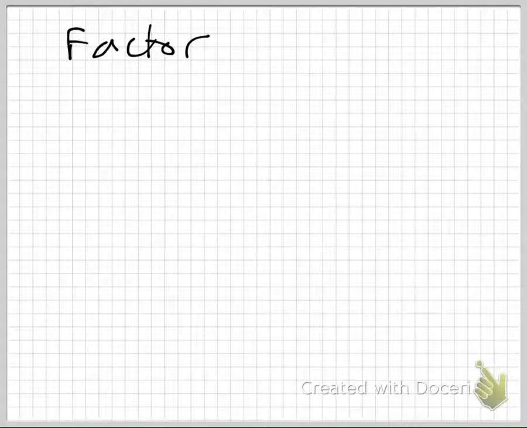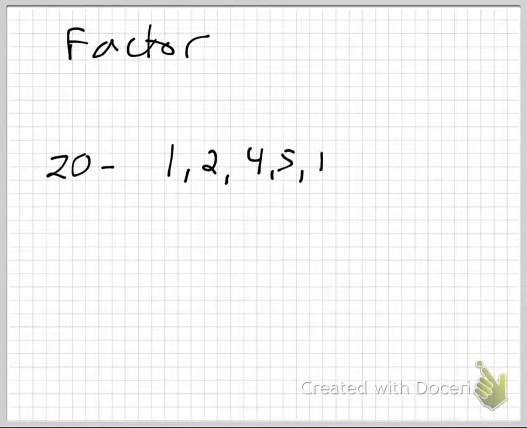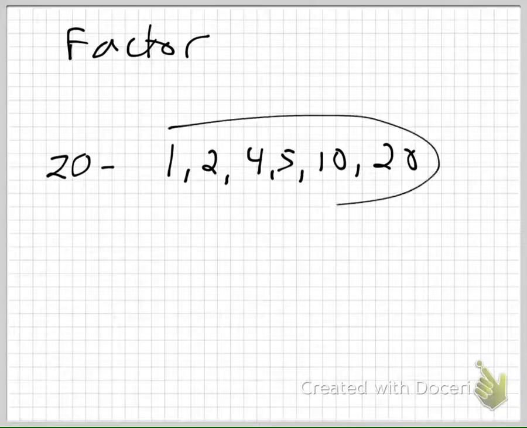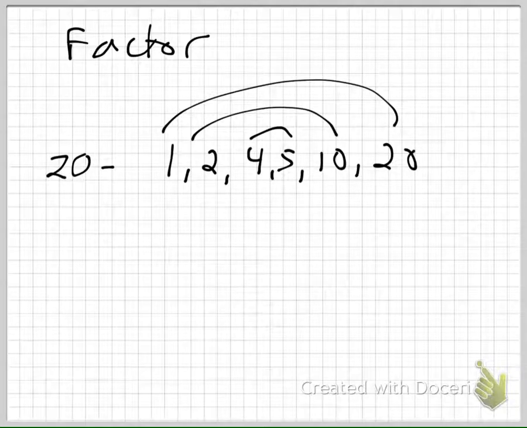We've talked about this. What are the factors of 20? 1, 2, 4, 5, 10, 20. Good. You know the factors of 20 because all of these numbers go into 20 evenly. They each have a partner that you can multiply, an integer by an integer, and it goes into it evenly. Anyway, that's what factors are.